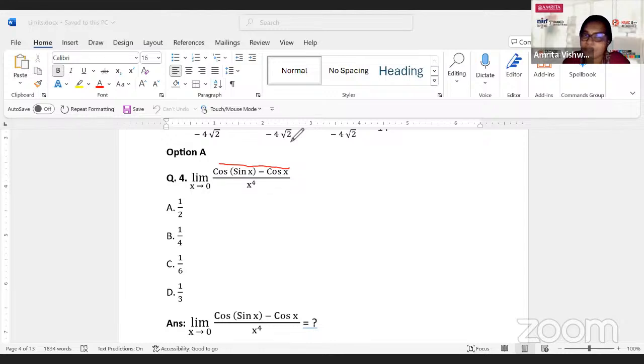Here it is cos of sin x, here it is cos x. You can simply use the cos A minus cos B formula, by x raised to 4. You'll be able to expand it and then you can substitute the limit. Very simple question. Even here, the formula comes different: sine of something, tan of something, because we have studied the formulas of each and every one of them. Those types of questions repeat. So please try and apply those formulas.